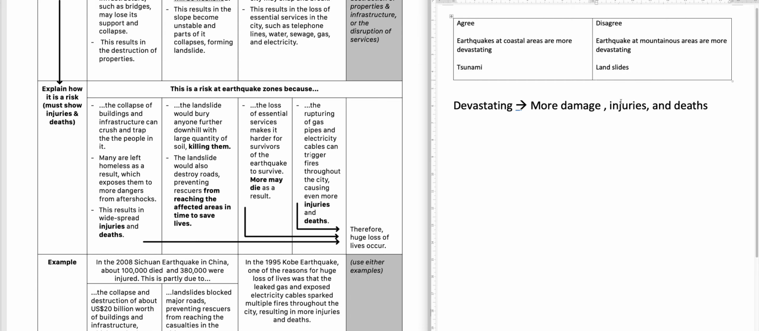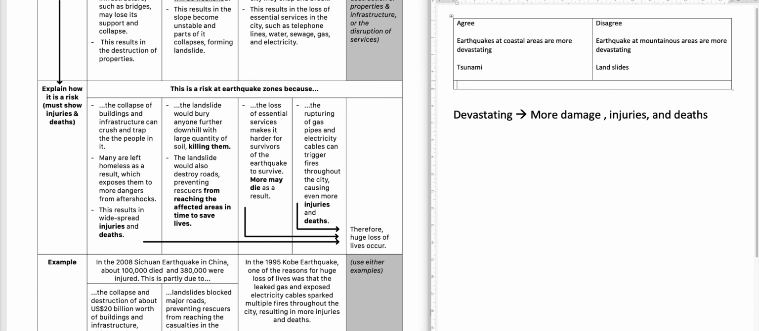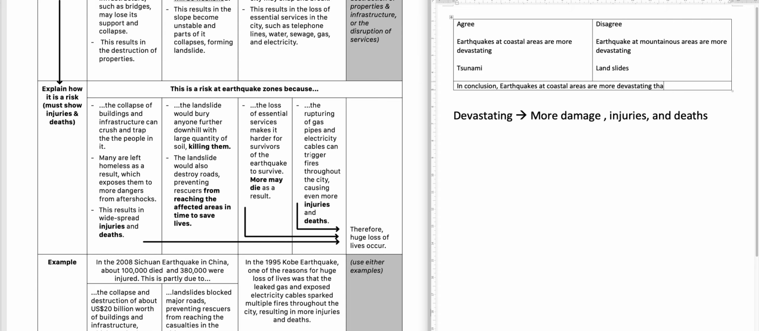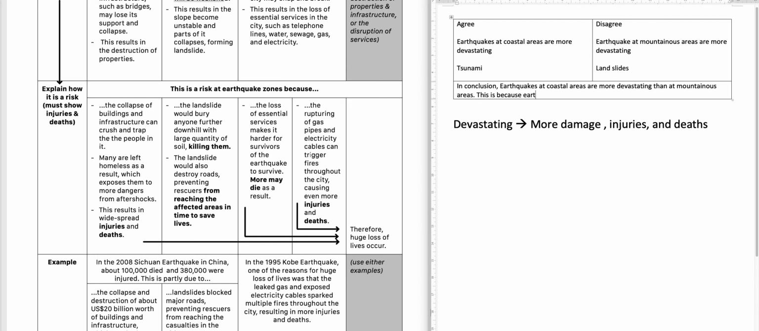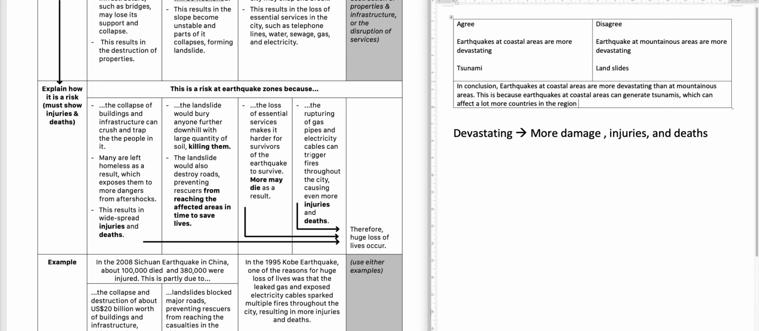So I think you can see very clearly that the weighing is very straightforward. If you go by scale, the tsunami can affect a lot more countries as compared to landslides just within the mountainous areas. So therefore you will conclude that earthquakes at coastal areas are more devastating than earthquakes at mountainous areas. This is because earthquakes at coastal areas can generate tsunami, which can affect a lot more countries in the region. You're using words like region to suggest that it's a bigger scale.